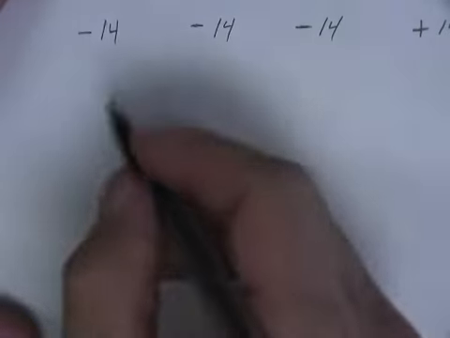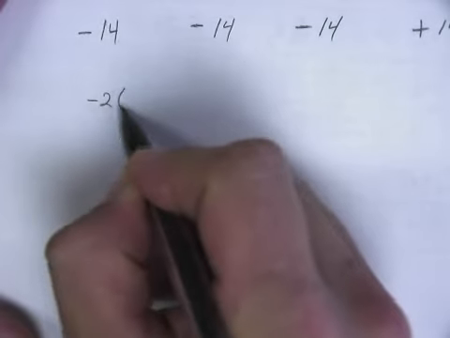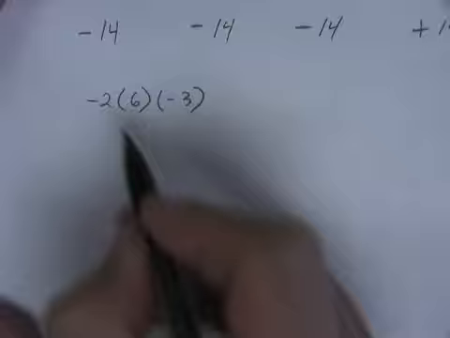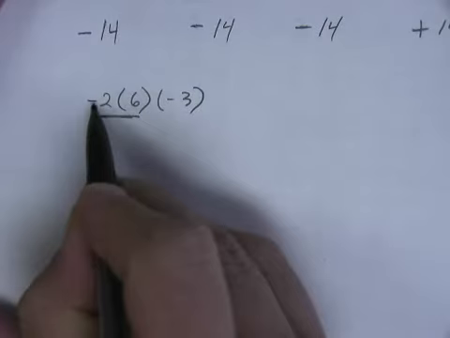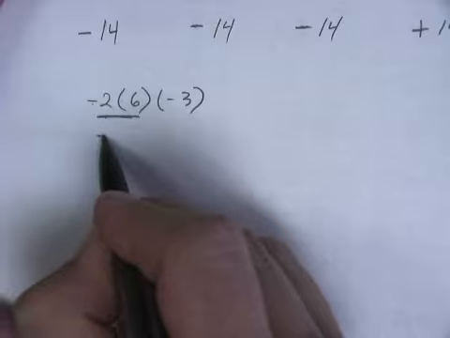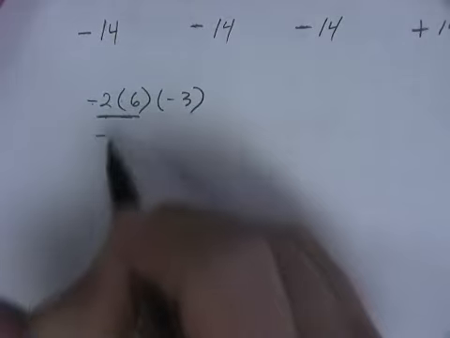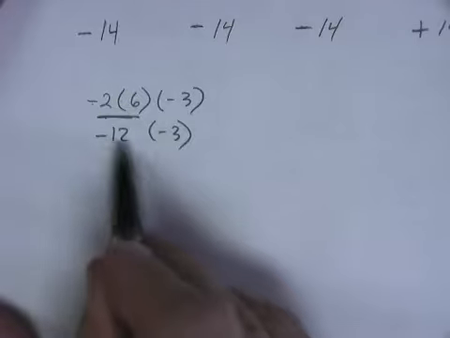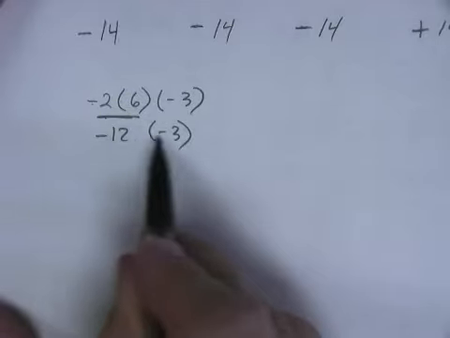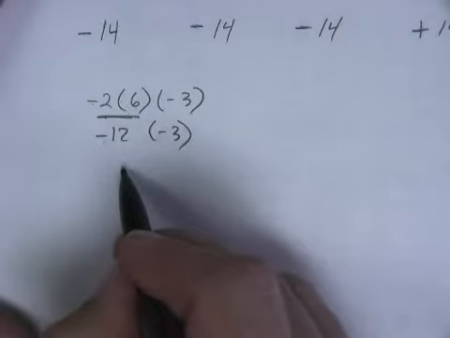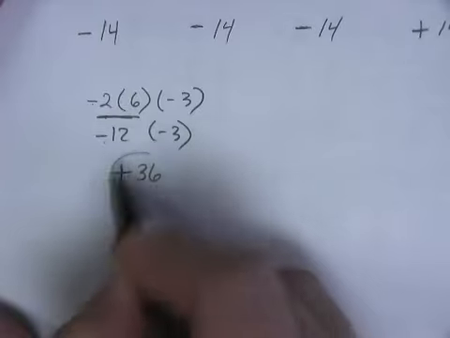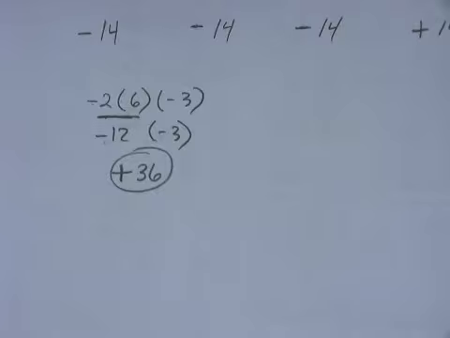So what happens if we put some of this together? We'll get something that looks like this. Let's say I did negative 2 times 6 times negative 3. Let's do 2 at a time. Negative times positive. They're different, so the answer is going to be negative. It's 12. Multiplying negative times negative: positive, because they're the same. That's 36.